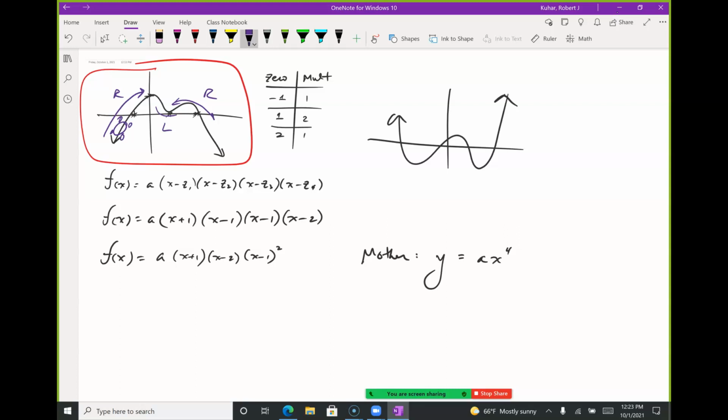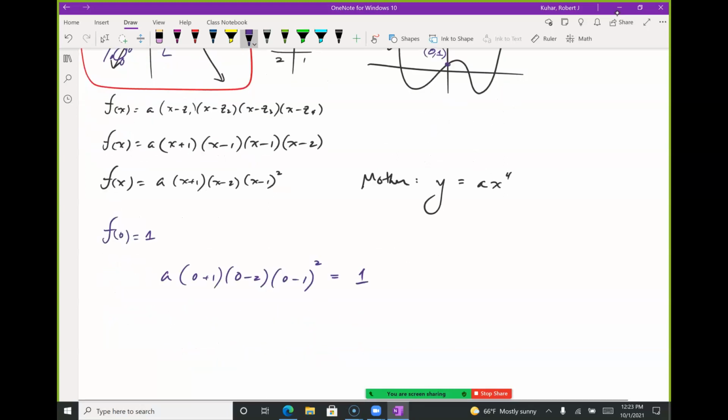Okay. So I need to find the value of a. What is the point I have? I have the point 0, 1. You always need some non-zero, non-x-intercept point to plug in to find that value of a. So we know that f of 0 should be 1. That means a times 0 plus 1 times 0 minus 2 times 0 minus 1 quantity squared should be equal to 1. It looks like I get negative 2a is 1. So a is negative 1/2.